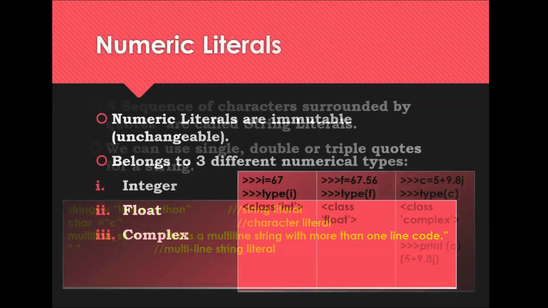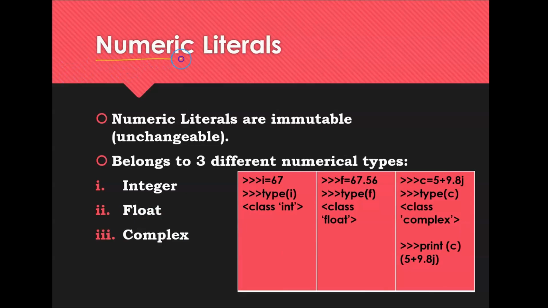Okay. So the second part is numeric. The numeric literals are nothing but numbers. From the name itself we can identify that numbers are the numeric literals. So numeric literals are immutable. Immutable means we cannot change the numeric literals in place. They belong to three different numerical types. So we have three numerical literals: one is integer, second one is float, and the third one is complex.